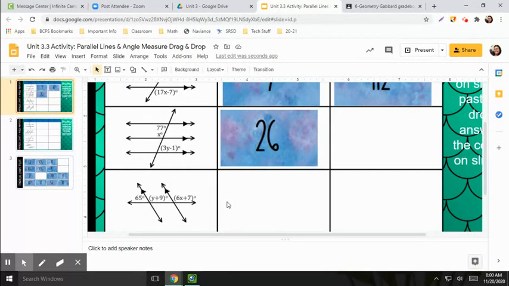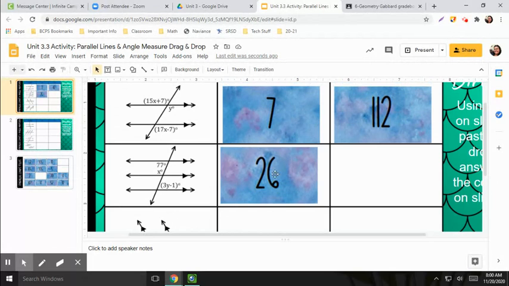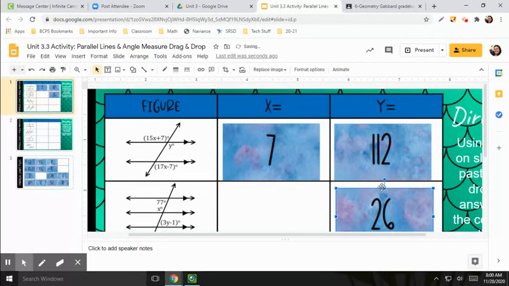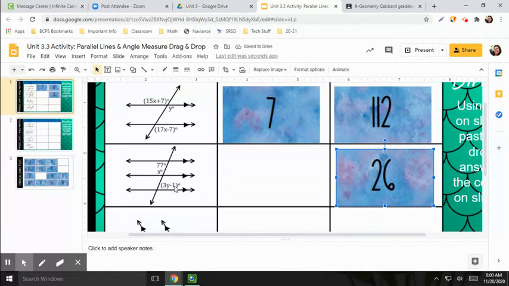So now we've solved for x. Oh no, we solved for y. Sorry, guys. So we got 26 for y. Now we need to solve for x. Well, to do that, we know that this acute angle is 77 degrees. This acute angle is going to be 77 degrees.